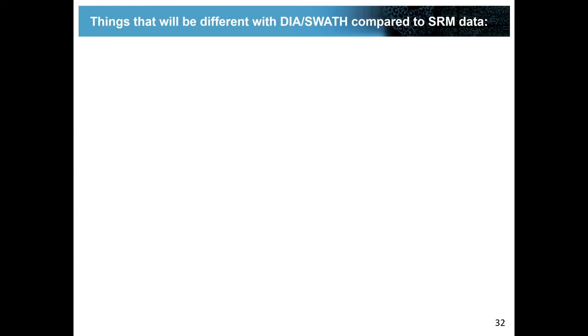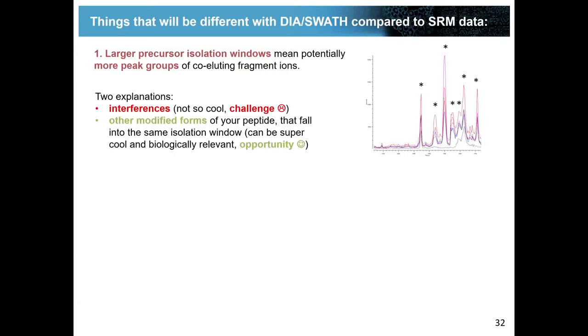Now, when you look at the details, there are actually a few things that would be different if you do DIA-SWATH compared to SRM. First thing that is different is you have larger precursor isolation windows when you do DIA-SWATH compared to what I did with my SRM measurements. And larger precursor isolation windows means always more P groups of co-eluting fragment ions. So you can end up with horrible pictures like this, also George will show it later on, where you see 5 or 6 or 7 or 10 P groups, and for you it's very hard to make sense out of them then.